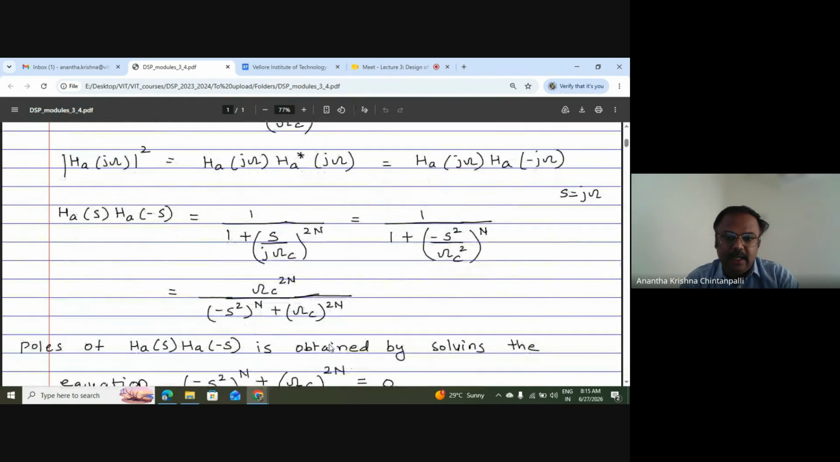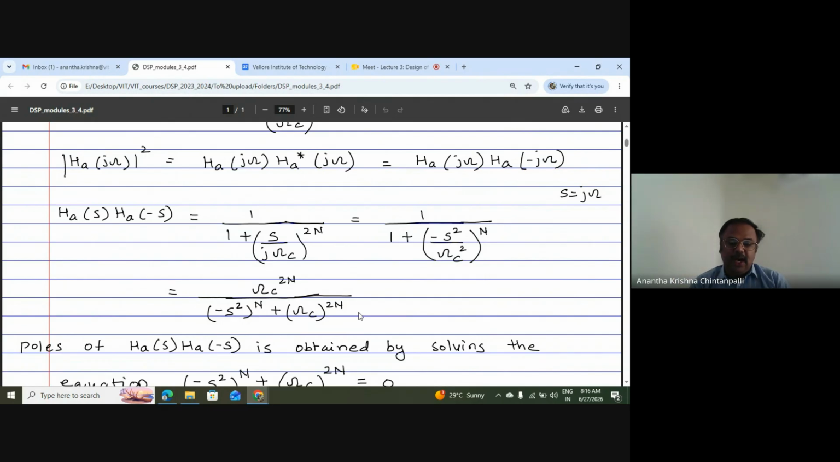So let us do some simple math. This is 1 divided by 1 plus. This is 1 over j square, which is going to be minus s square divided by omega c square to the power of n. Now, if you simplify this, this becomes omega c to the power of 2n divided by minus s square to the power of n plus omega c to the power of 2n.